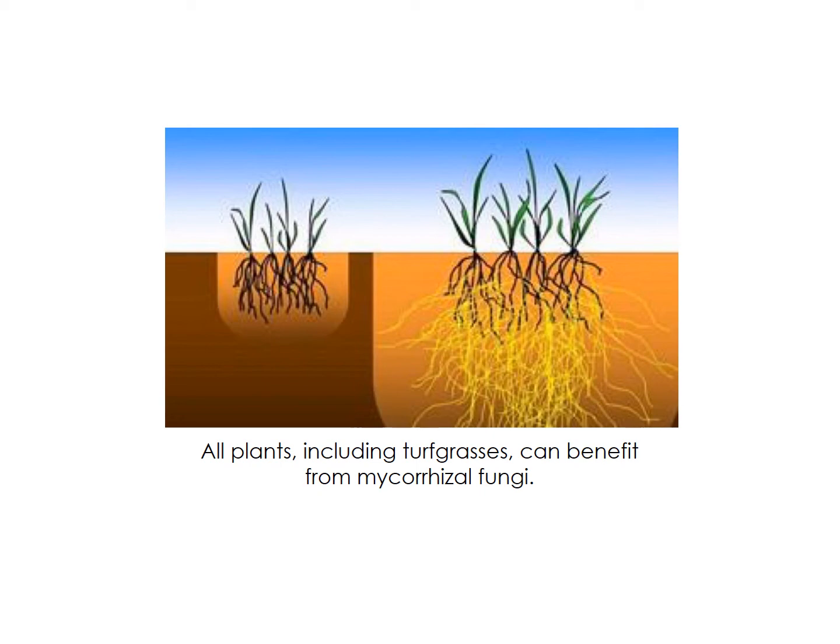But turf grasses benefit as well from mycorrhizal fungi. This picture illustrates turf grass on the left that do not have mycorrhizal fungi associated with their root systems. And then on the right, you see the mycorrhizal fungi in yellow, and you can see the enhanced root system and vigor of the plants as a result of that relationship.